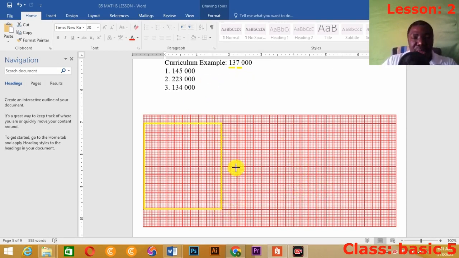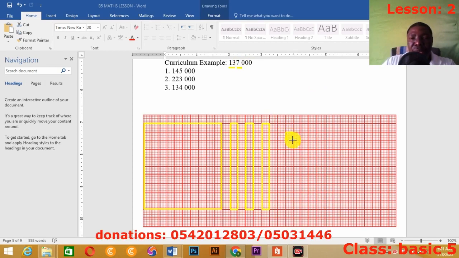So we need one of the square. Okay, now I need 3 of the long or rod. Okay, so 3 of that. So it also must be in the same height with the flat. So first one, right, second one, then third one. Okay, very good. Then I need 7 of the cubes, so 7 of them. First one, second one, third one, fourth one, fifth one, sixth one, and the seventh one.